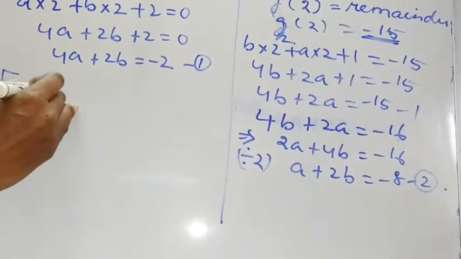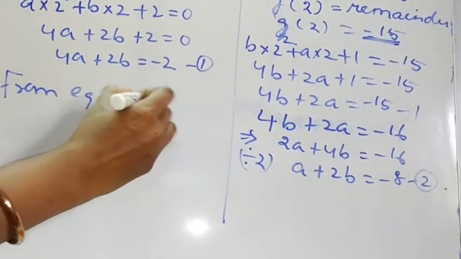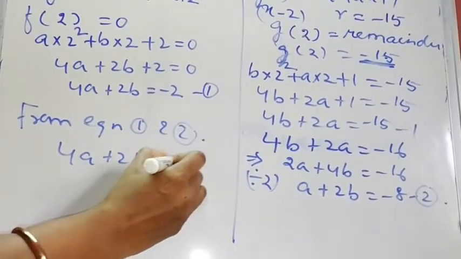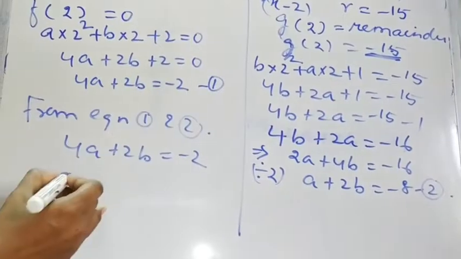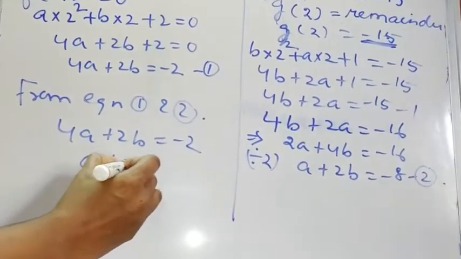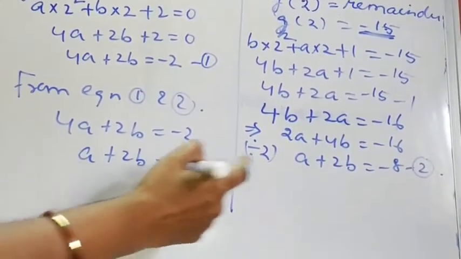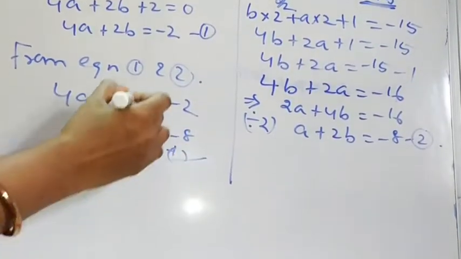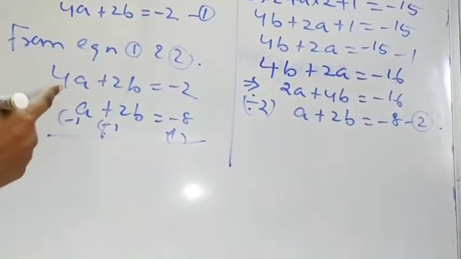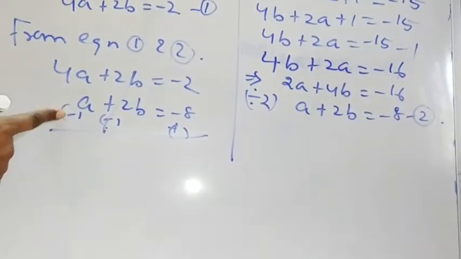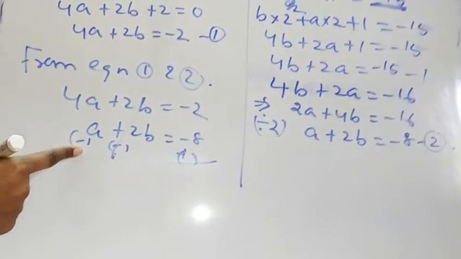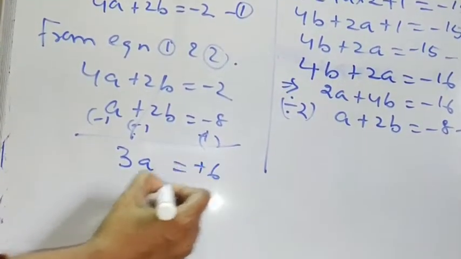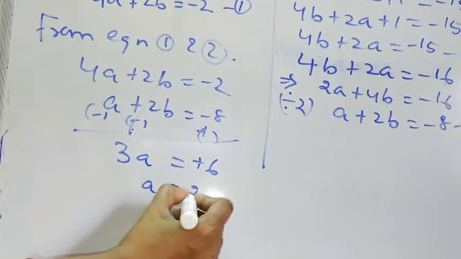So from equations 1 and 2, 4a plus 2b is equal to minus 2, which is our first equation. And then we have a plus 2b is equal to minus 8, which is our second equation. Now changing the signs and subtracting, we get 3a is equal to plus 6, and a is equal to 2.